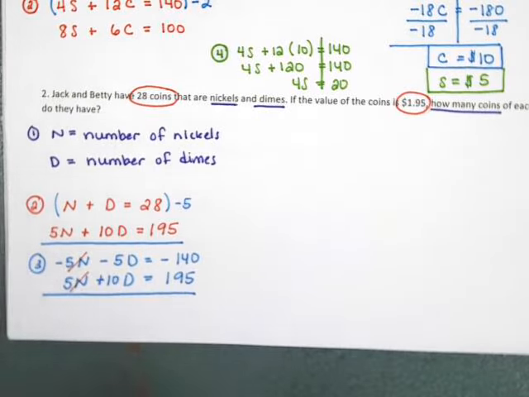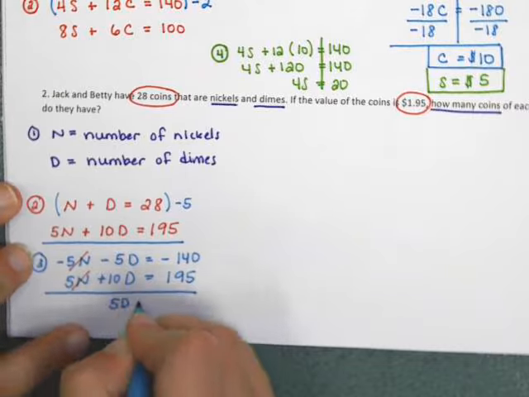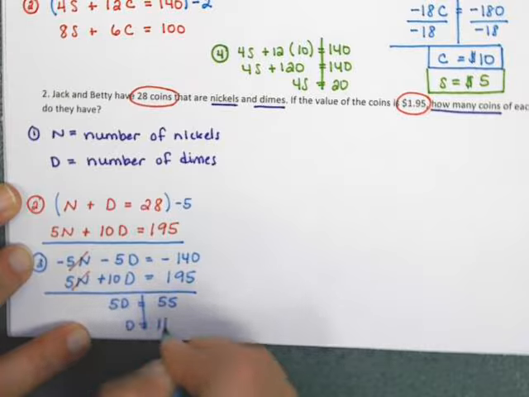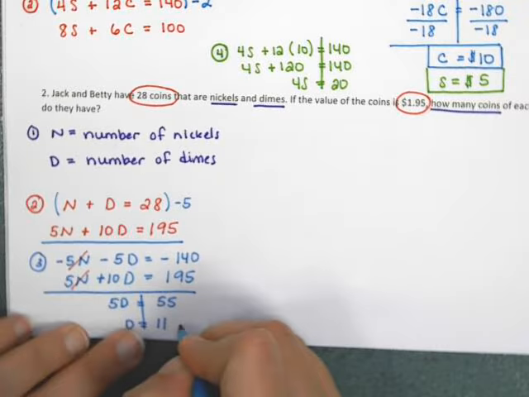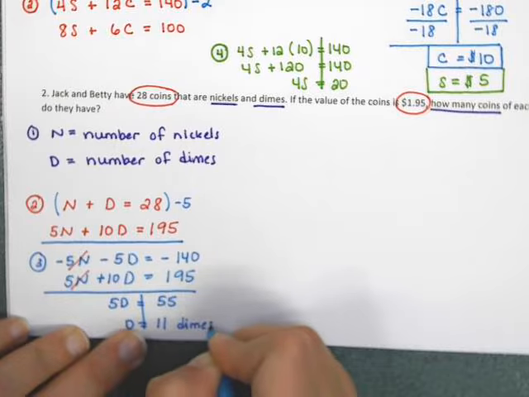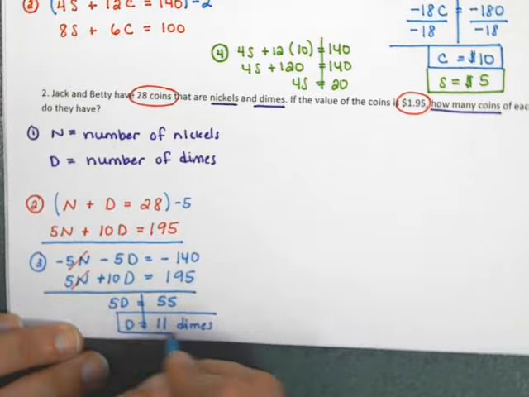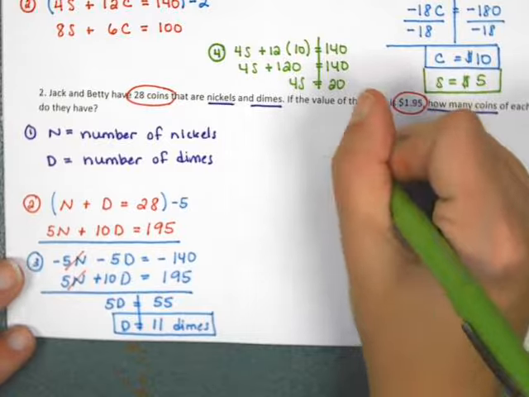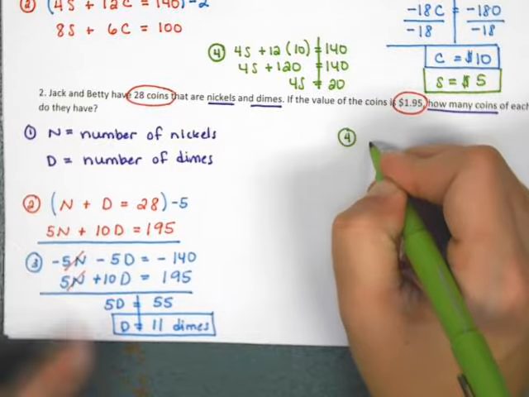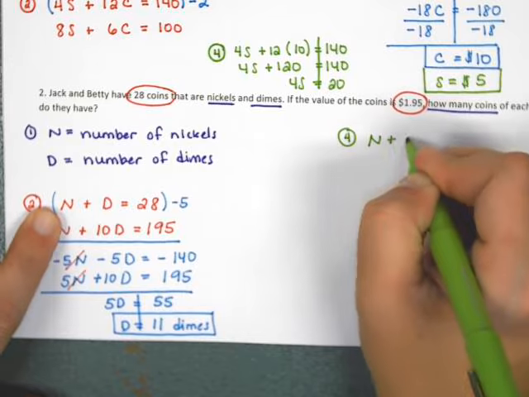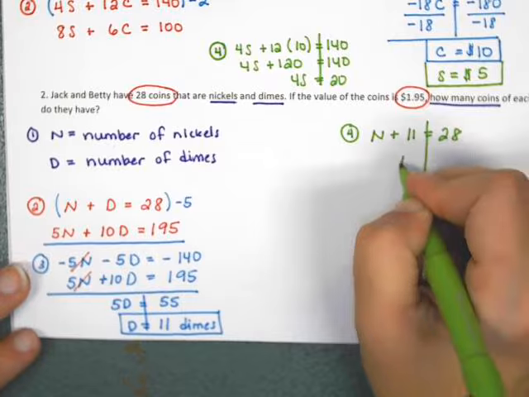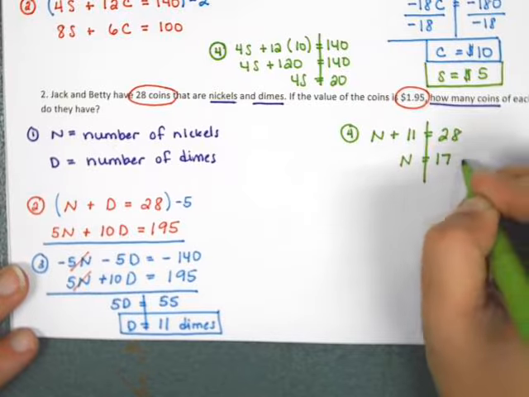And I'm going to get 5D equals 55. And then if I divide by 5, I get D is 11, and D is the number of dimes, so 11 dimes. Now I'm just going to take that number and plug it back into one of the original equations to figure out how many nickels I have. So if I plug that number back into the first equation, I have N plus 11 equals 28. And then if I subtract 11, I get N equals 17 nickels.